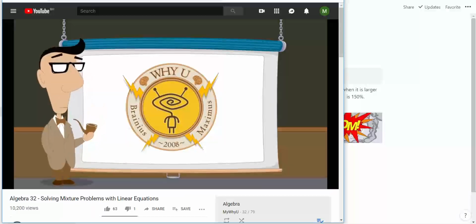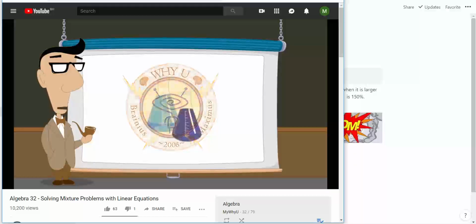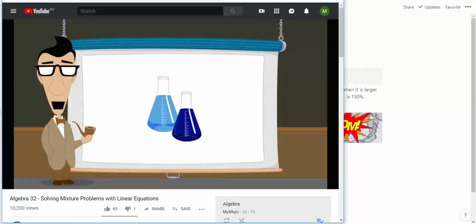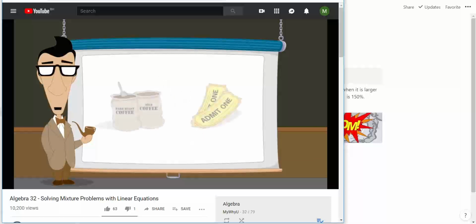In the previous chapter, we saw how algebra can be used to solve problems involving mixtures of solutions. In this chapter, we will see how to solve problems involving other types of mixtures.